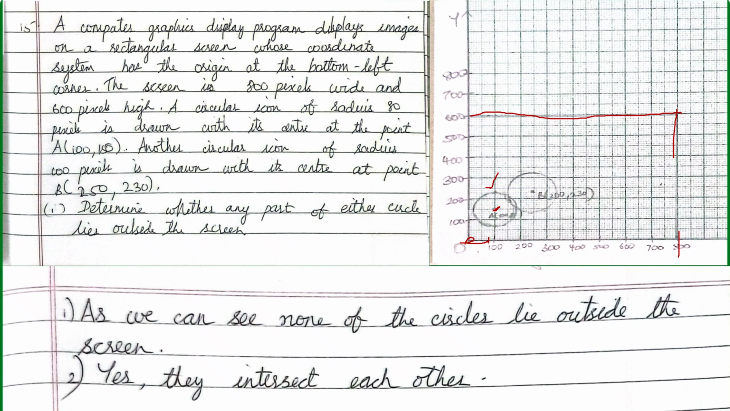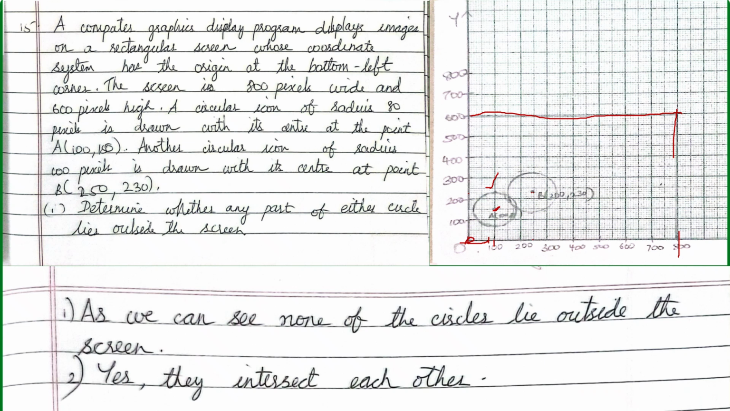Another circular icon of radius 100 pixels. Now we need to take 100 pixels the same way with the compass, from 0 to 100, making the radius 100 pixels. You need to draw another circle with the center at B. So what is B? 250, 230. So 250 along the x-axis and 230 along the y-axis. So where the point meets is the point B. With this point B as a center, draw a circle of radius 100.